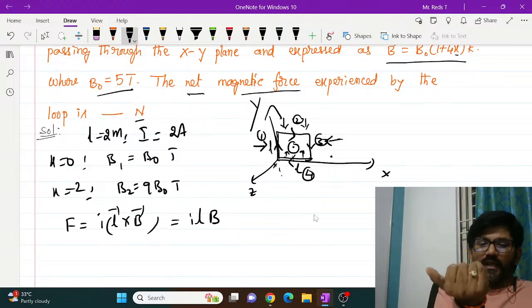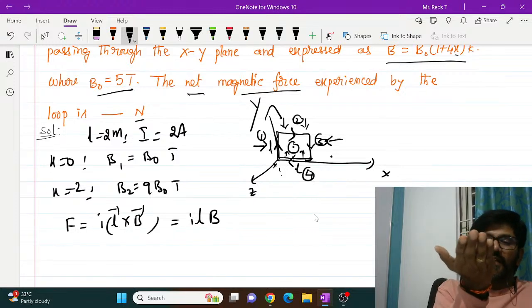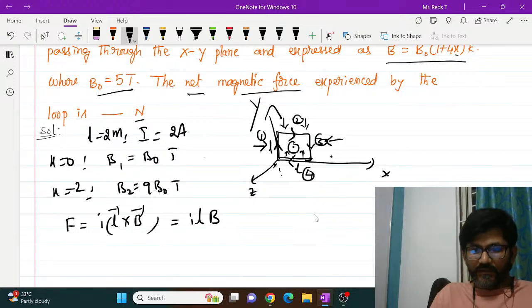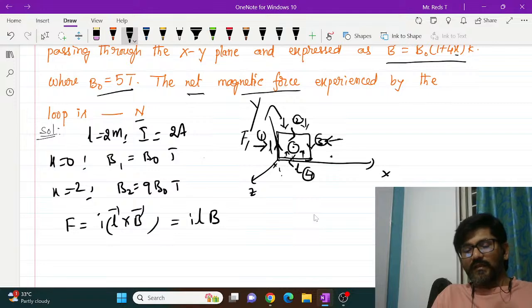Use the right hand thumb rule. I into L direction will be along the current direction. L cross B is outward. Outward means you can just cross your fingers out. So on the first side, the direction of F is towards the right. You can take the force as F1. And the second and fourth will be in opposite directions with equal magnitude. So let us take this one as F2.